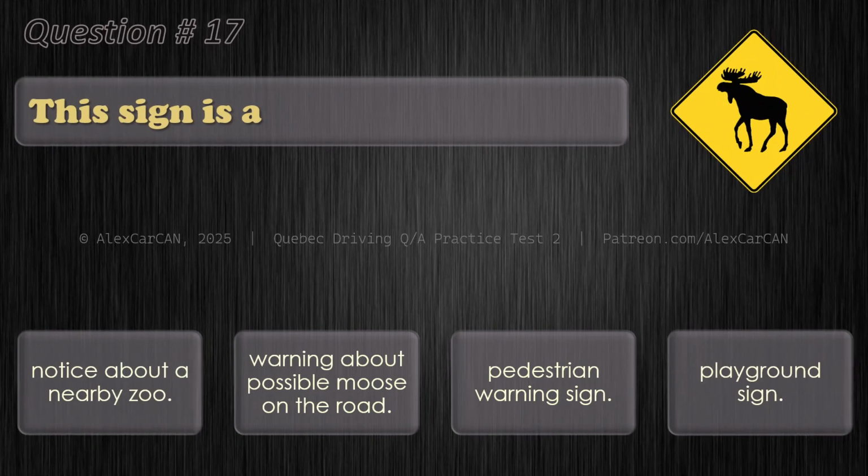Question number 17. This sign is a notice about a nearby zoo. Warning about possible moose on the road. Pedestrian warning sign. Playground sign.